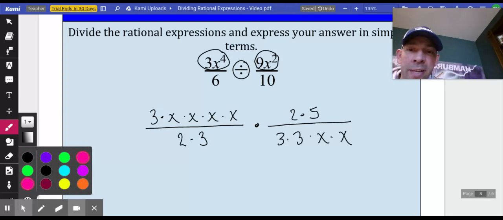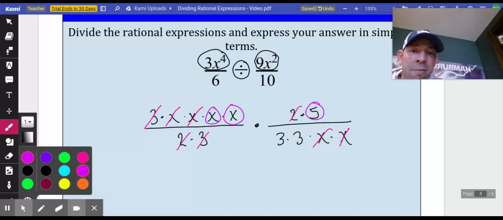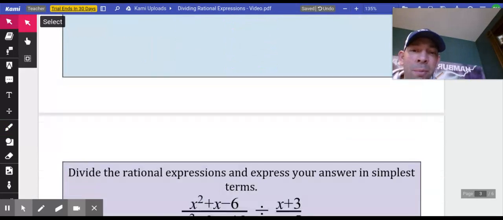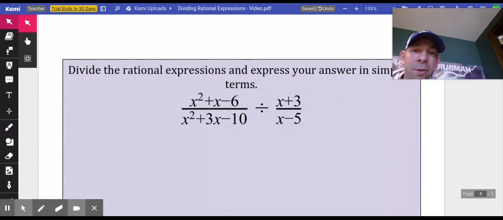And now here comes the super fun part. We're just going to start canceling whatever we think we can cancel. This x with this x, this x with this x, maybe this 2 with this 2. When it's all said and done, on the top I multiply this x times this 5 to get 5x squared. And on the bottom, I multiply this 3 and this 3 to make a 9. And that's our final answer. So that's monomials. Now we're ready to graduate into some binomials and trinomials.